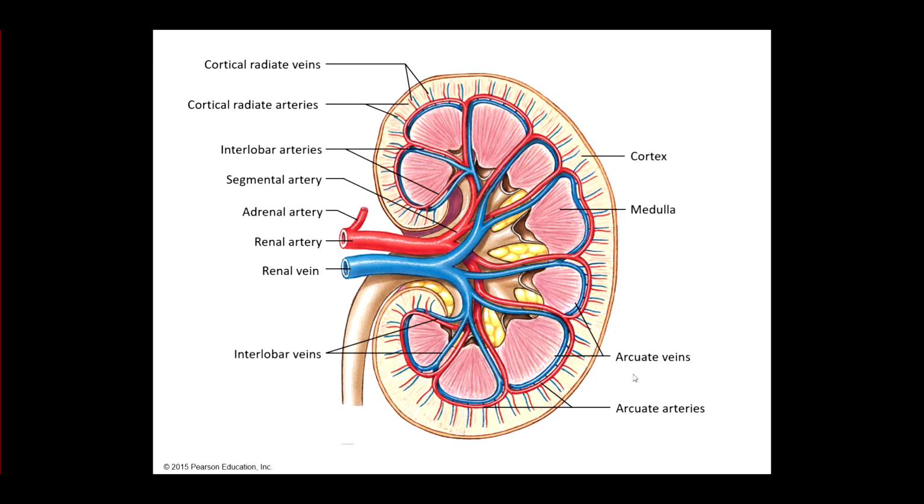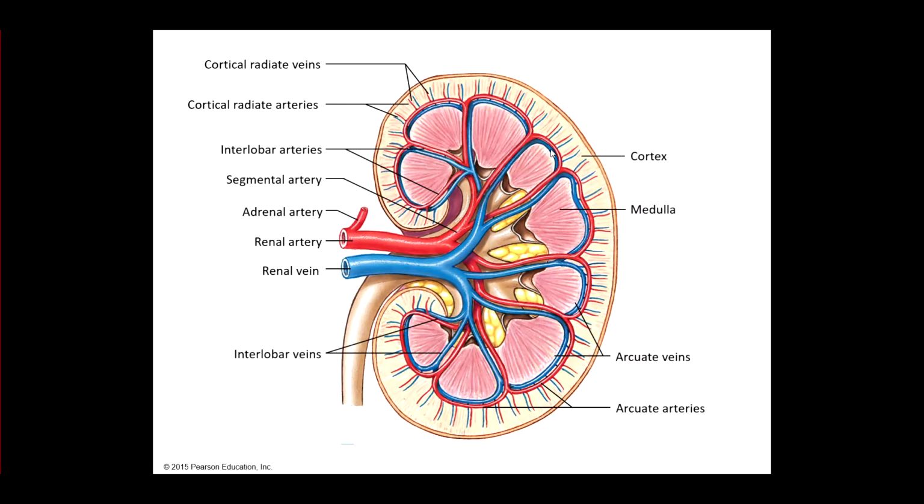We call these the arcuate arteries, and there's arcuate veins. We'll talk about that in a minute. Right now we're talking about the arterial blood flow in. So one more time, the progression: renal artery, segmental arteries. They divide into the interlobar arteries. Here's one. Then it's going to arc around over the pyramid. This is the arcuate artery.